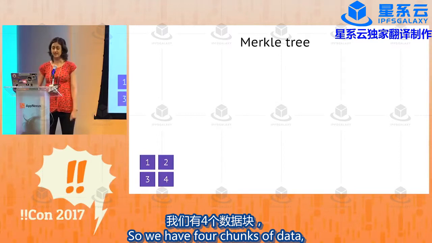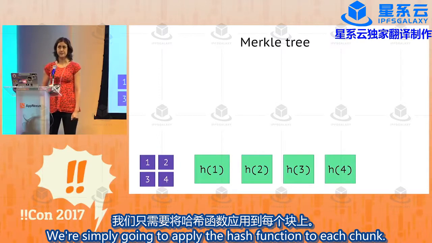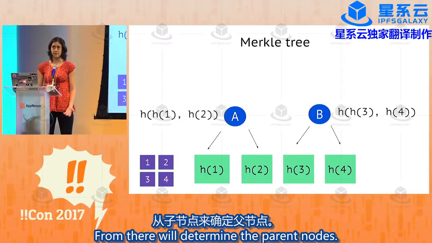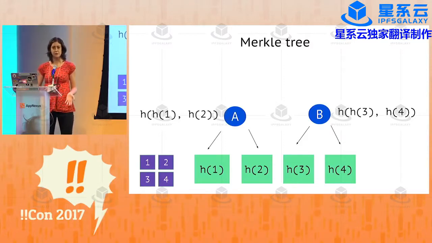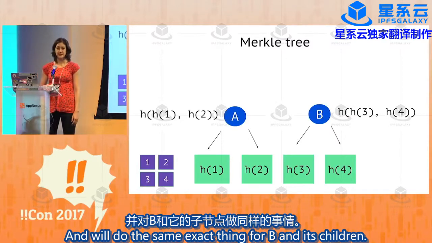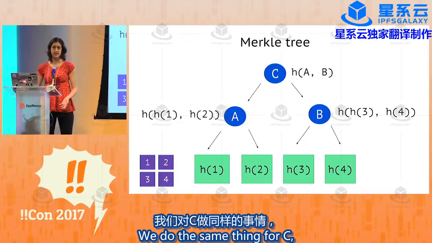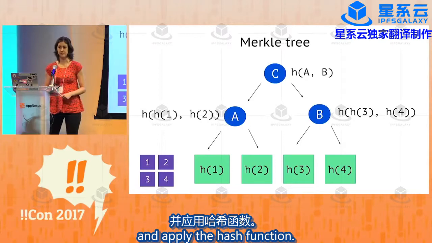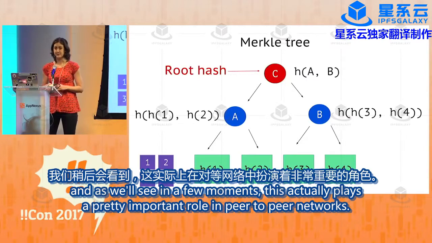So we have 4 chunks of data, and we start out by determining the leaf nodes. We're simply going to apply the hash function to each chunk. From there, we'll determine the parent nodes. Let's look at A. So to do A, we concatenate the hash of 1 and the hash of 2, and apply the hash function to that result. And we'll do the same exact thing for B and its children. Finally, we do the same thing for C, the root node, concatenate A and B, and apply the hash function. So a root node has a special name in a Merkle tree. We call it the root hash. And as we'll see in a few moments, this actually plays a pretty important role in peer-to-peer networks.